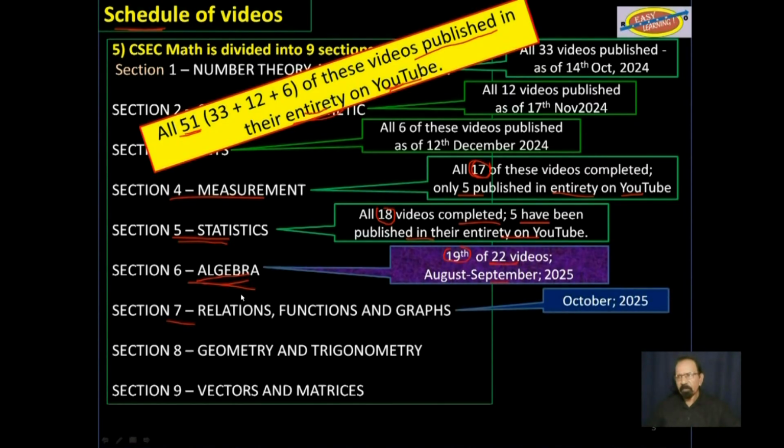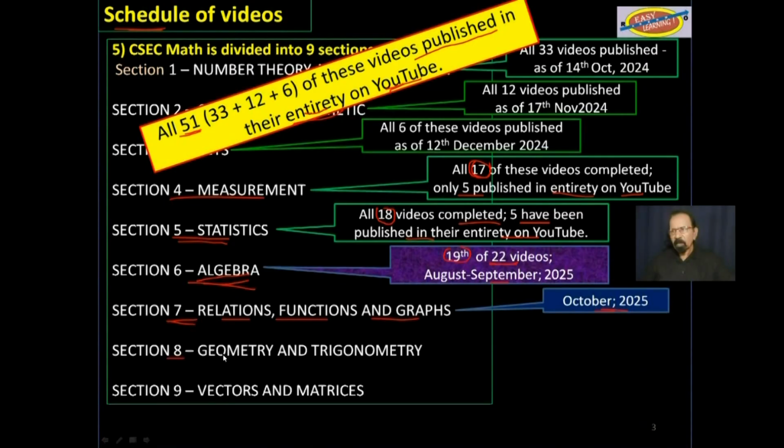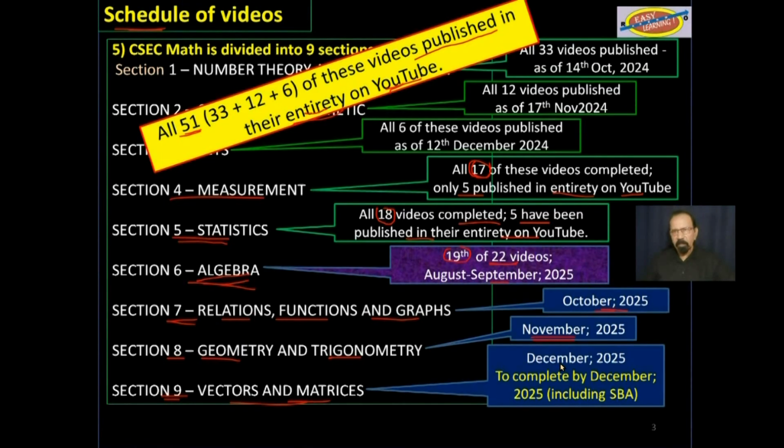After that, we still have to do section 7, relations, functions, and graphs. Should complete that by October 2025, followed by section 8, geometry and trigonometry. Should finish that by November 2025. And finally, section 9, vectors and matrices, to be completed by the end of this year, 2025.